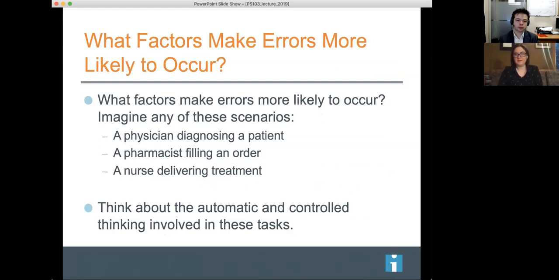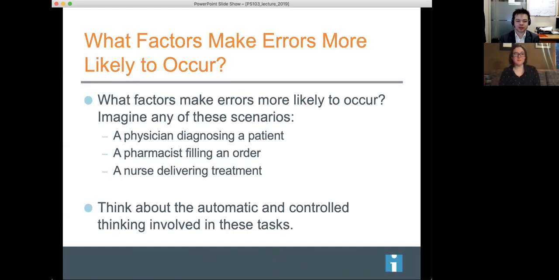So what factors make these errors more likely to occur? Well, what I want you to do is imagine these scenarios and think about any automatic and controlled thinking involved in these tasks. And I was wondering if anyone had anything to add to the chat or voice to see any examples they can think of. And that's all right if you don't, that's fine too.